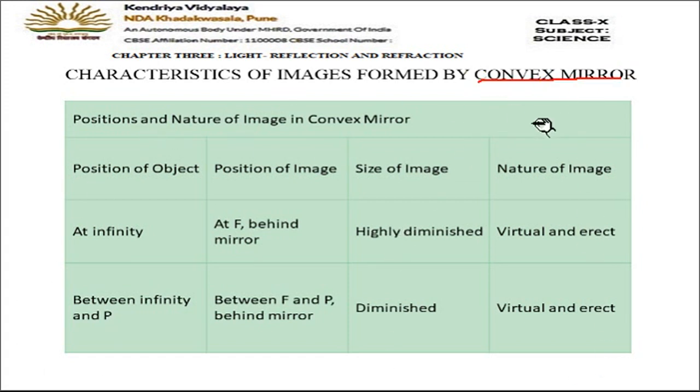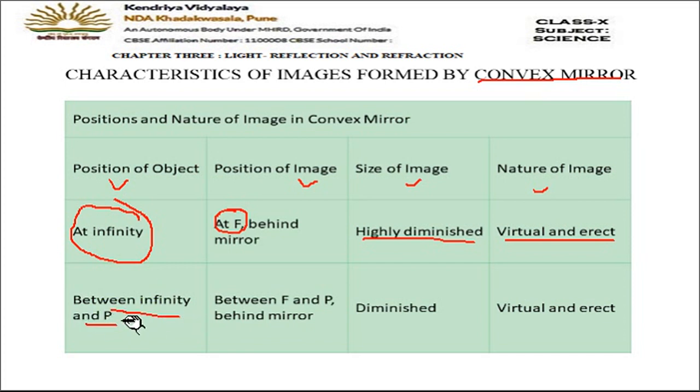Now a summary of the images formed by a convex mirror. Let us see the position of the object, the position of the image, the size of the image and the nature of the image. If the object is at infinity, what will be the position of the image? The image will be formed at F, and F is behind the mirror in the case of a convex mirror. The size will be highly diminished, very, very small. And the nature of the image is virtual and erect.